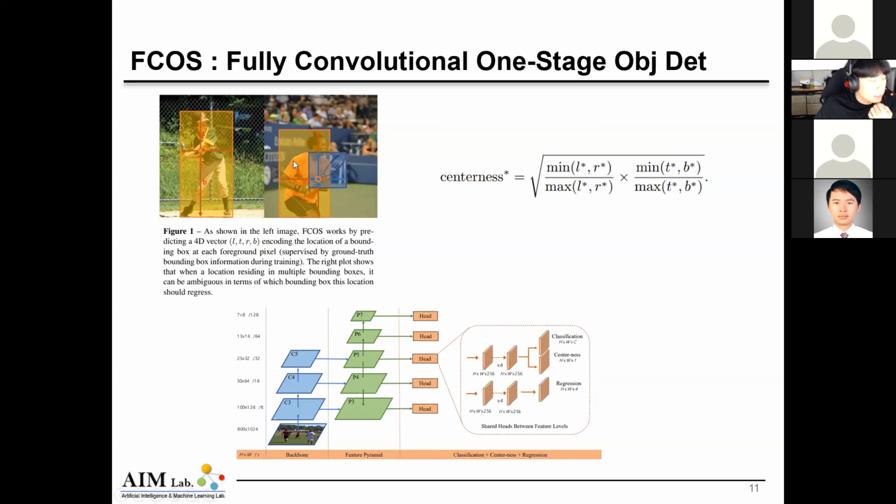And then they are not only doing this, they also predict the centerness of these center points. Centerness means classifying whether the center point is close to the ground truth box center or not. So a high centerness value means the point is very close to the box center of the ground truth, and a lower centerness point is far from the center of the ground truth.